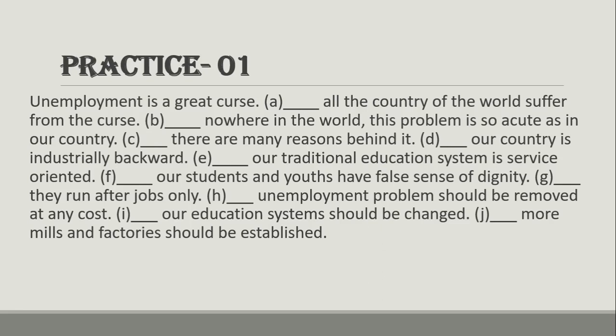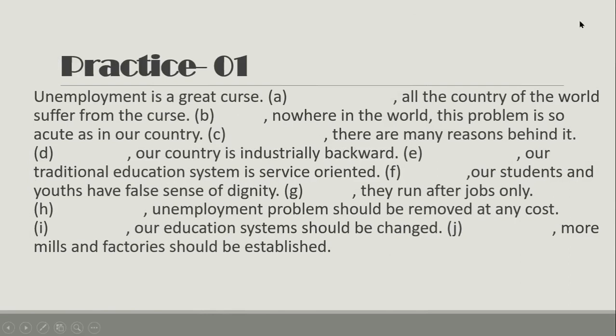Dash, unemployment problem should be removed at any cost. Dash, our education system should be changed. Dash, more mills and factories should be established. So dear boys, you can pause the video for a while and try to do it by yourself. Then play the video again and you can check the answer. Okay? So now let's solve this practice together. Okay, so here you go.